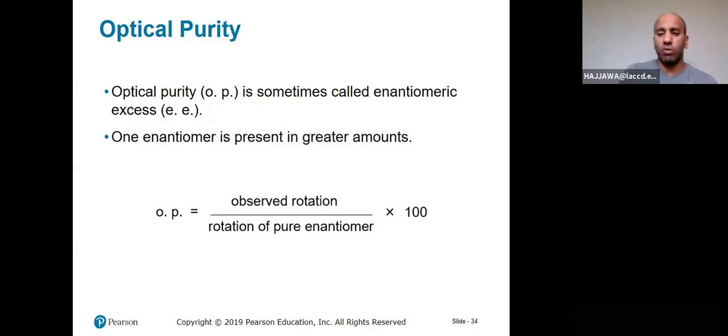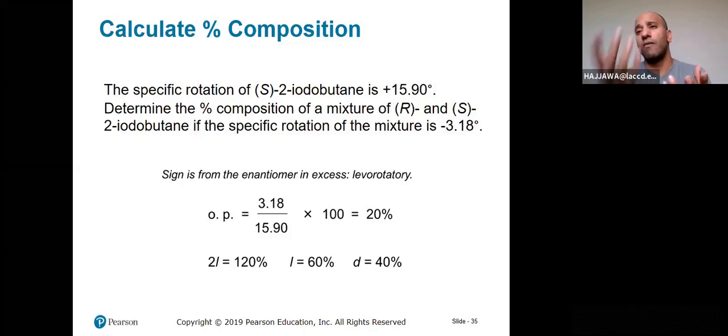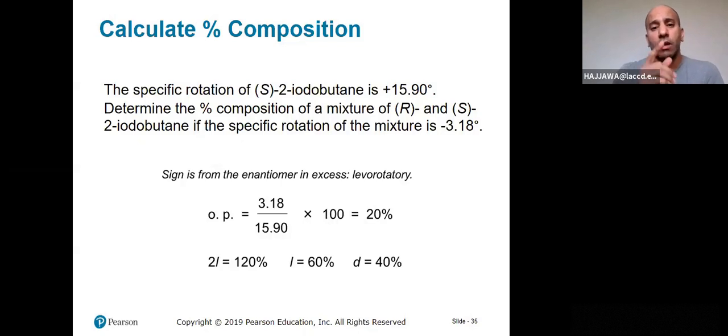How do I calculate this? Well, let's take an example. Here is one. Calculate percent composition. So you have a sample and you're asked to find out how much percentage of R versus S, or D versus L. The question says the specific rotation of S-2-iodobutane is plus 15.9. So you would expect right away that R would be the opposite, obviously, which is the minus 15.9.